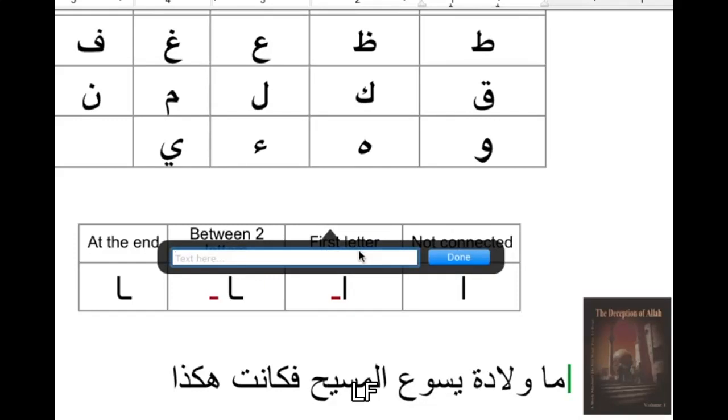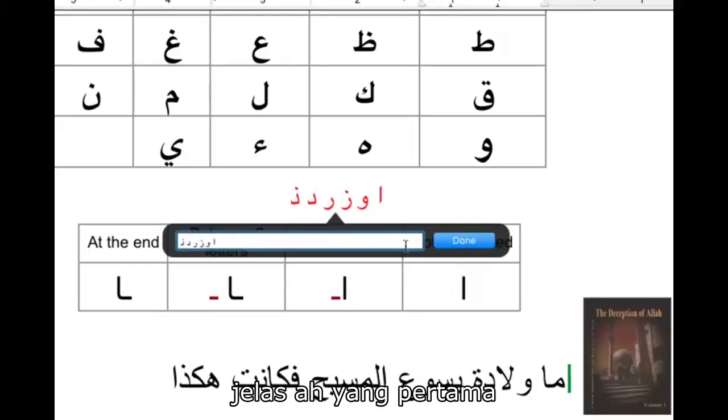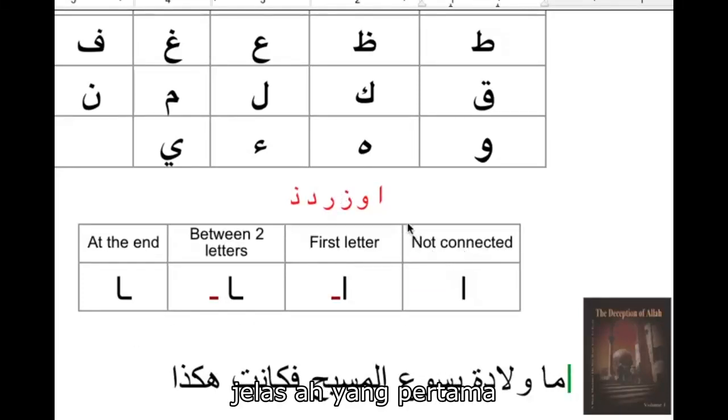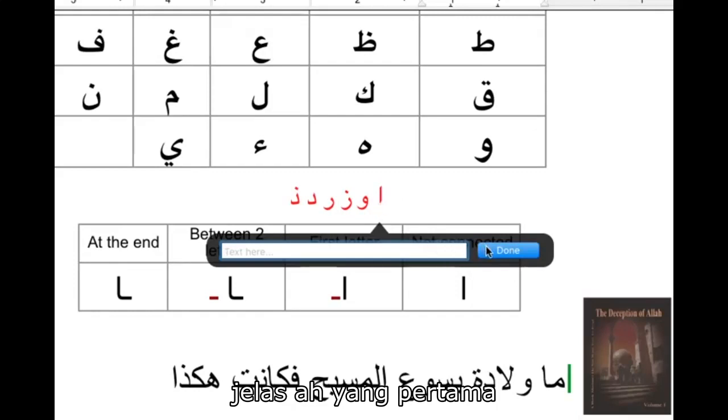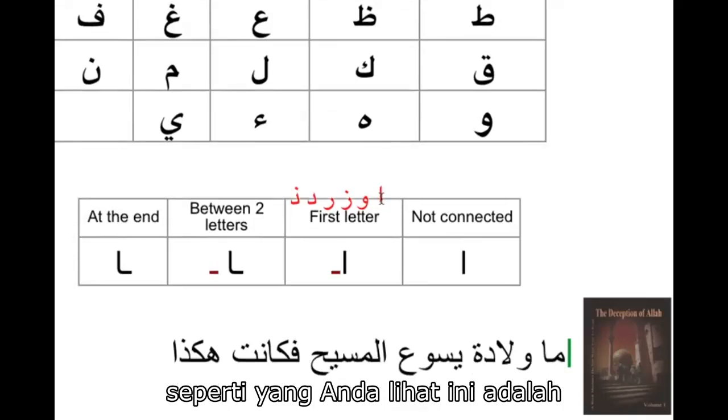Alif, and then we have wa, za, ra, da, tha. So those letters, as you see, let me make them more clear. A, the first one, as you see, this is A.